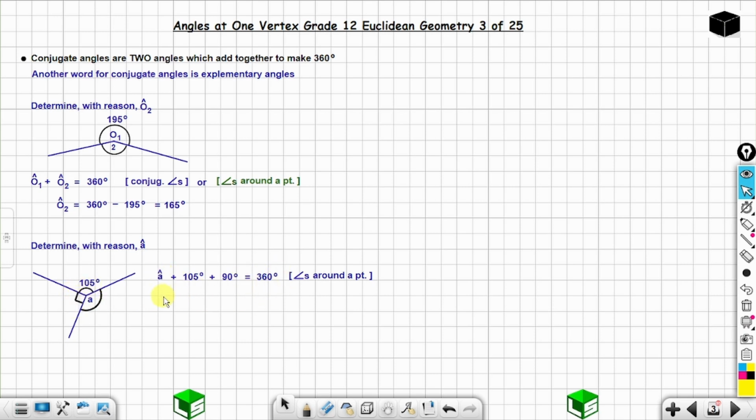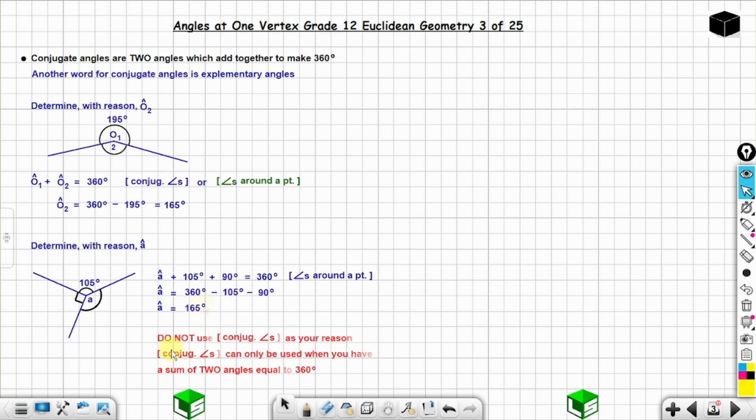So the angle A is equal to 360 minus 105 minus 90. Okay, the angle A is equal to, you are going to get 165 degrees. Do not use conjugate angles in this example as your reason. Conjugate angles can only be used when you have a sum of two angles equal to 360.